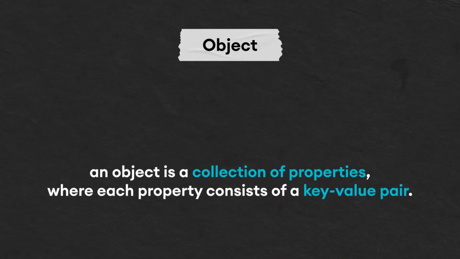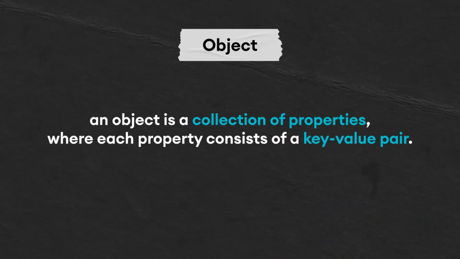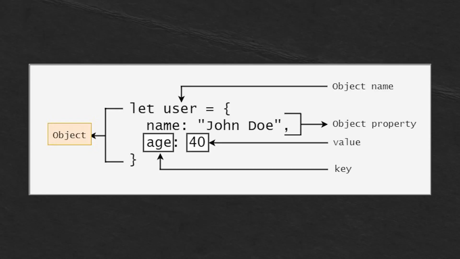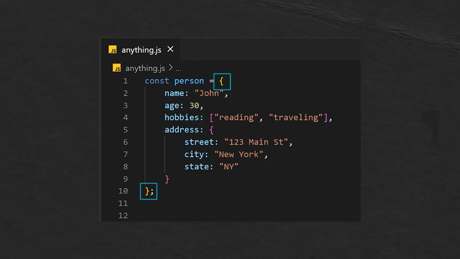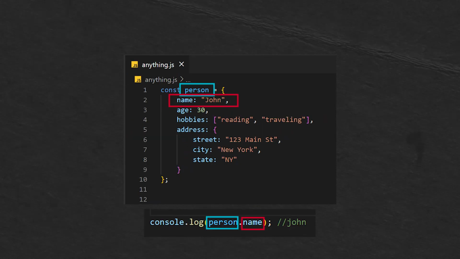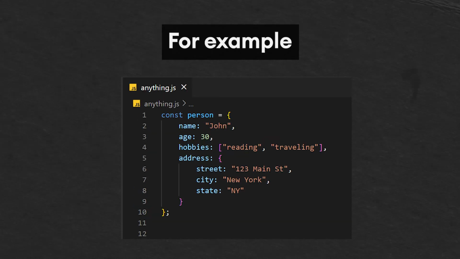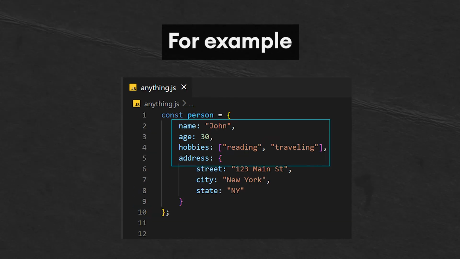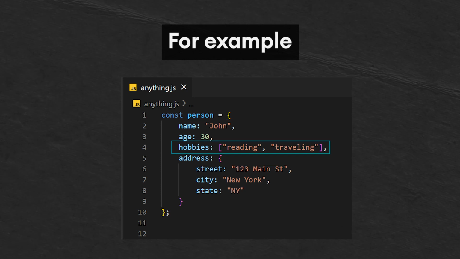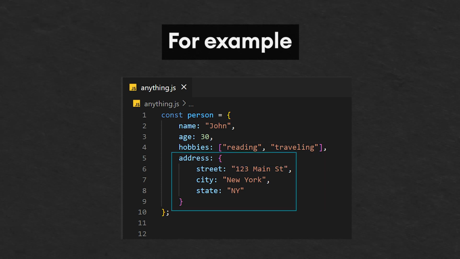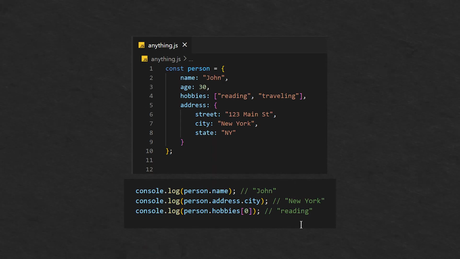Anyways, in JavaScript, an object is a collection of properties where each property consists of a key value pair. Objects can be defined using curly braces. Properties can be accessed using dot notation. For example, here person is an object with 4 properties: name, age, hobbies, and address. The hobbies property is an array and the address property is an object itself with its own set of properties. Now you can use these methods to get whatever you want from the given object.